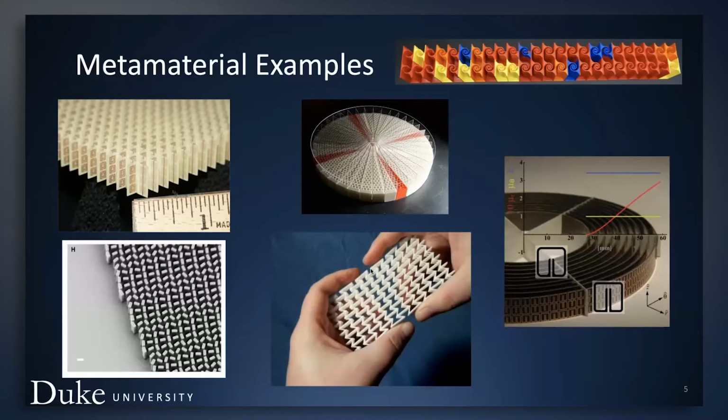This example down here is an interesting mechanical example of a metamaterial. If you have a sheet of rubber, for example, you just hold it in your hands.